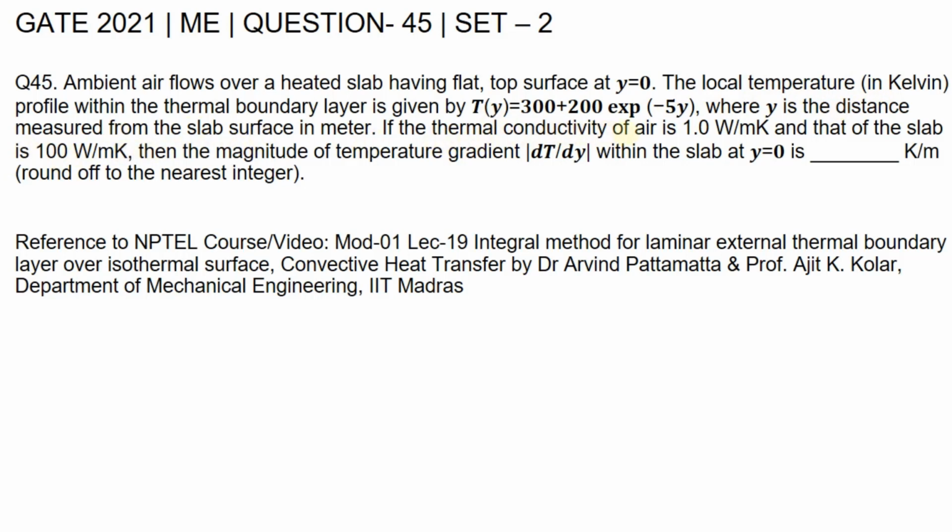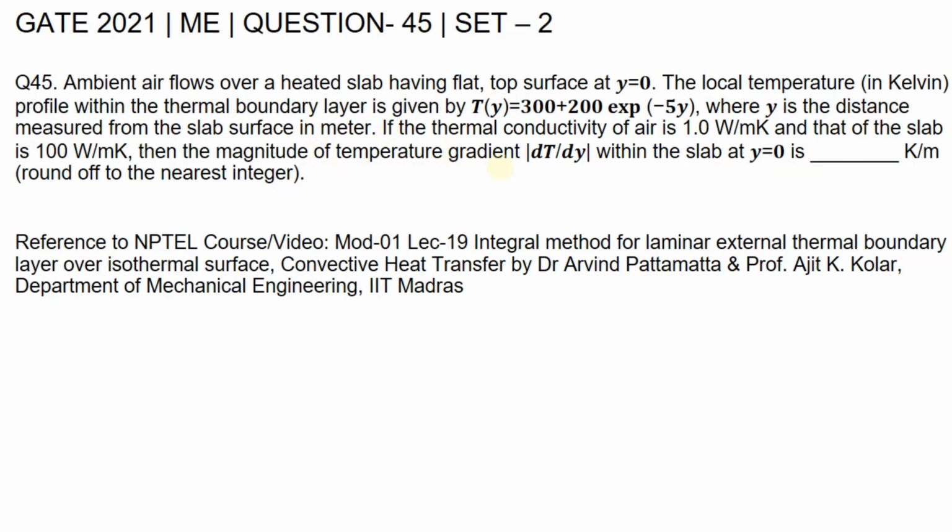If the thermal conductivity of air is 1 watt per meter Kelvin and that of the slab is 100 watt per meter Kelvin, then the magnitude of temperature gradient dT by dy, that is, the temperature gradient in y direction, within the slab at y equal to 0 is dash. So we need to find the temperature gradient in Kelvin per meter when y is equal to 0, and that too rounded off to the nearest integer.